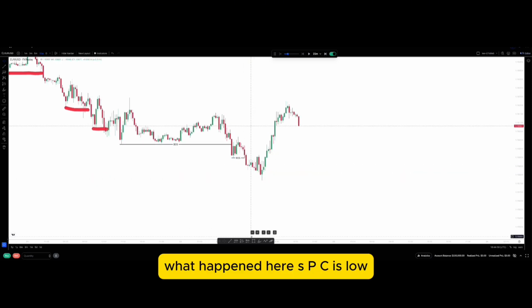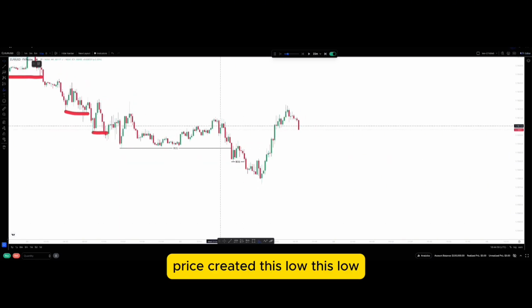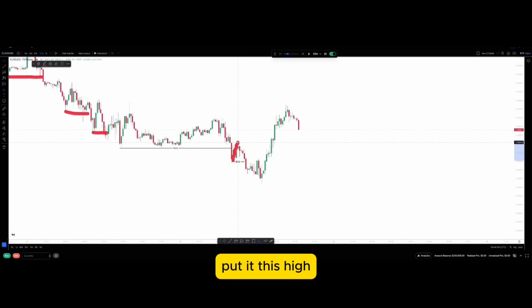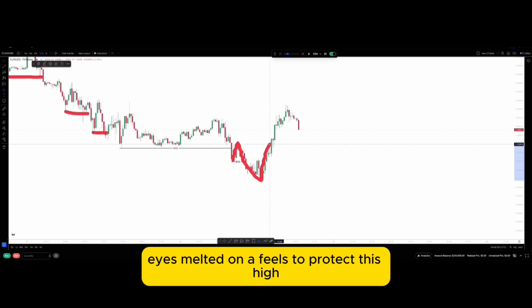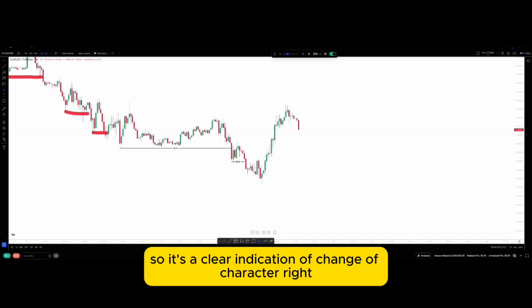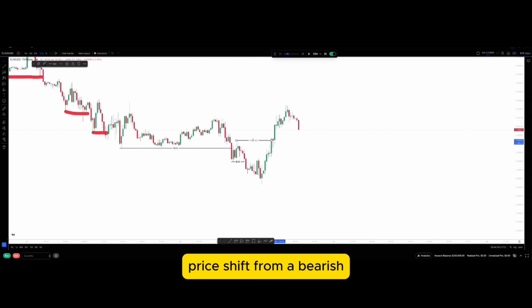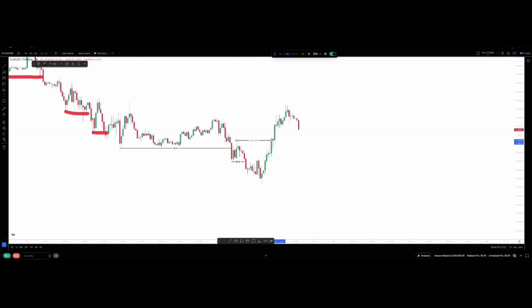What happened here? Price created this low. This low put in a higher high. Price then melted down, failed to protect this low, and broke above this high. So it's a clear indication of a change of character, right? So this is a bullish change of character here. Price shifted from bearish to bullish, right?